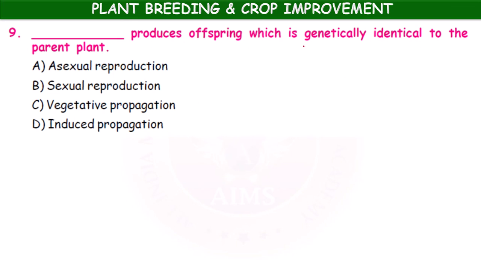Dash produces the offspring which is genetically identical to the parent plant. Asexual reproduction, sexual reproduction, vegetative propagation, induced propagation. It is asexual reproduction, where like Xerox copies, the offspring produced are genetically identical to their parent, especially the plants, through asexual reproduction.